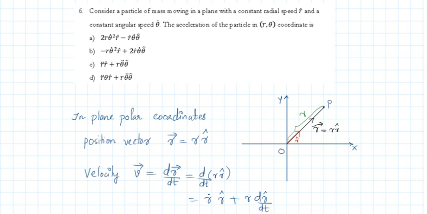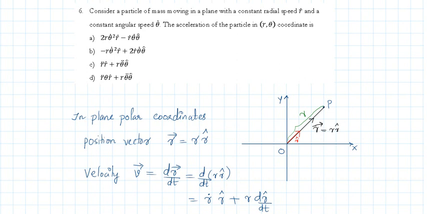Okay. When you have position vector, you can evaluate velocity. Velocity v is dr by dt, the rate of change of position vector. So d by dt of vector r, which is r r cap. Apply product rule. Derivative of first into second function, so r dot into r cap, plus first function into derivative of second, r dr cap by dt. What is dr cap by dt?